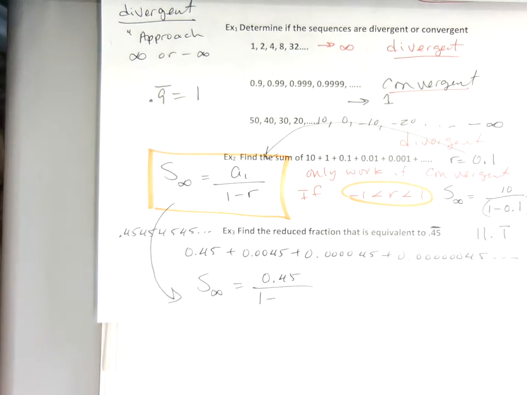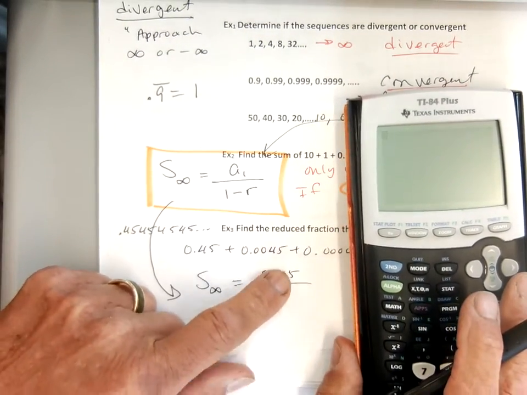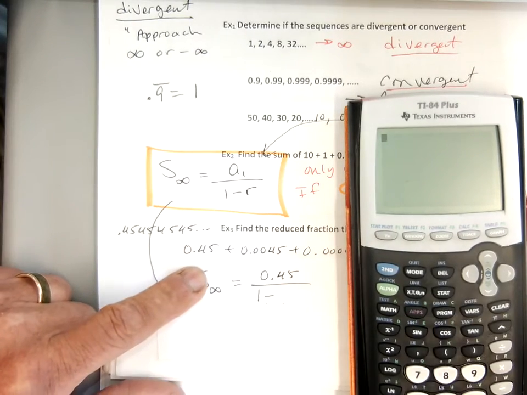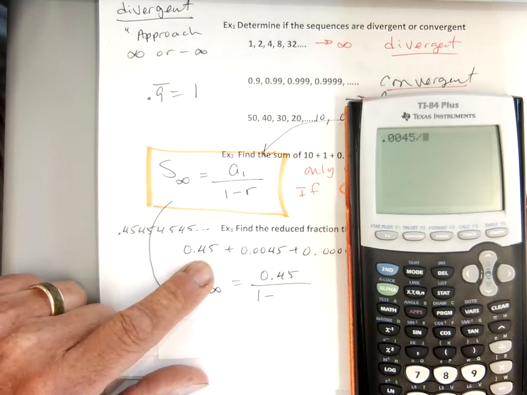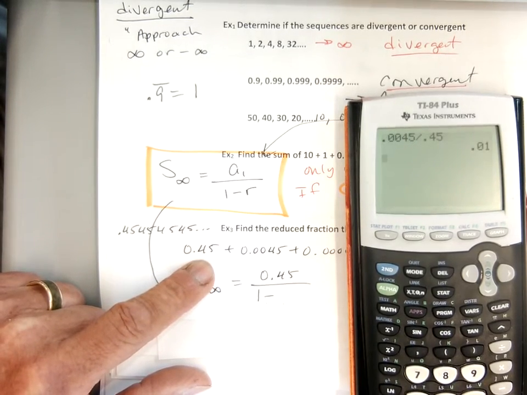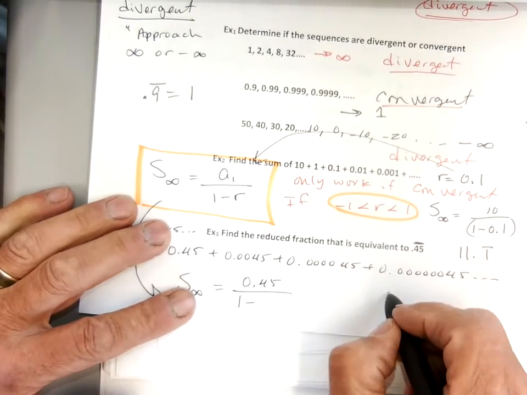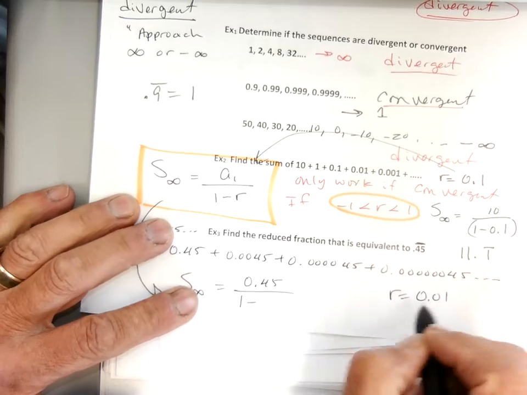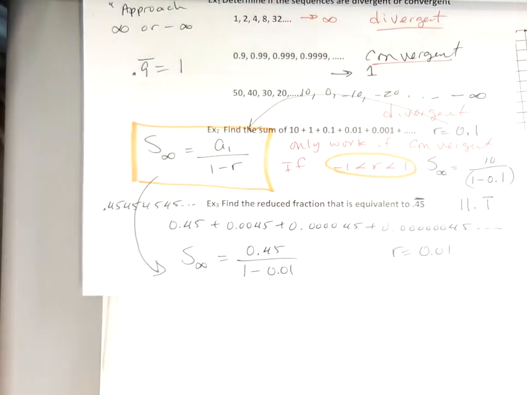If you're unsure what your ratio is, you can always divide the second one by the first one to find out what your multiplier is. So if you go 0.0045 and divide it by 0.45, you get 0.01. I'm pretty sure. So that's my multiplier. So R in this case is 0.01. Okay.